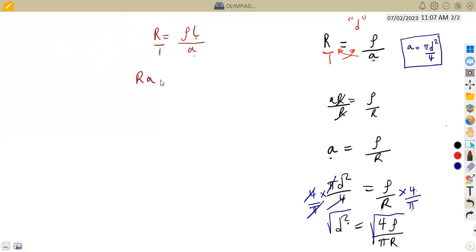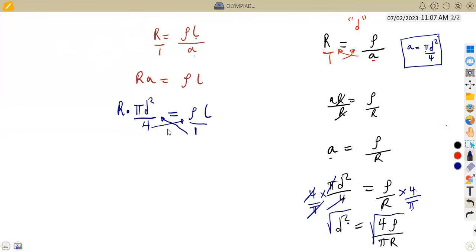You're going to have RA is equal to rho L, that is resistivity times the length. You can even substitute your area here. Let us just change the calculation a little bit. So this is going to be R times, remember our area is given as pi d squared over 4. So this will be pi d squared over 4, which is equal to rho L. So what you can simply do is to cross multiply. This is like over 1. So 4 is going to multiply this side, and 1 is going to multiply this side.